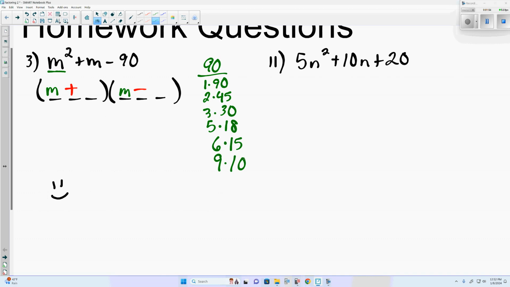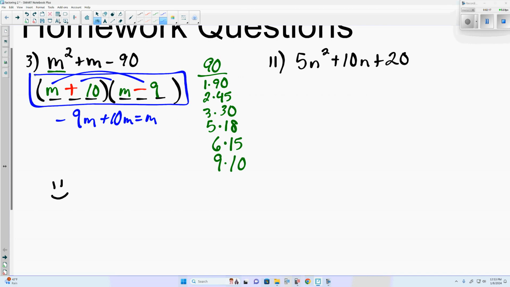Which one do we want to try first? And if we check this here, m times negative 9 would be negative 9m. 10 times m would be plus 10m, giving us a positive m. So m plus 10 times m minus 9. Sometimes it's just seeing it.